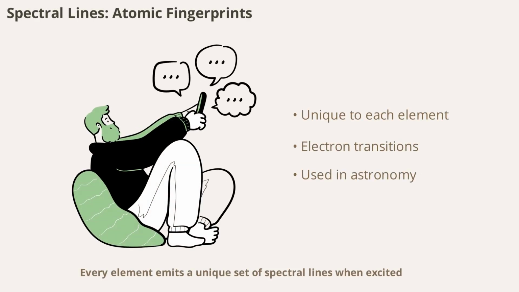Every element emits a unique set of spectral lines when excited, acting like a fingerprint for that element. These lines are produced by electrons transitioning between energy levels, releasing photons of specific energies. Spectral analysis allows scientists to identify elements in distant stars and galaxies, study the composition of materials, and develop new technologies. The study of spectral lines is a direct application of atomic models in real-world science.